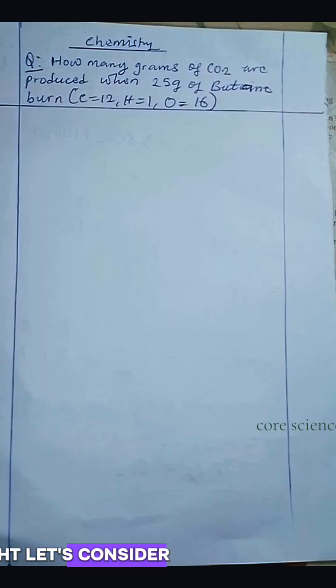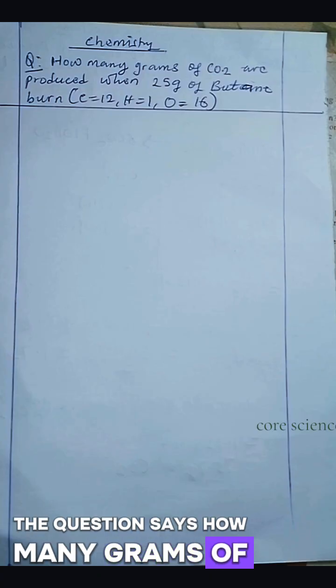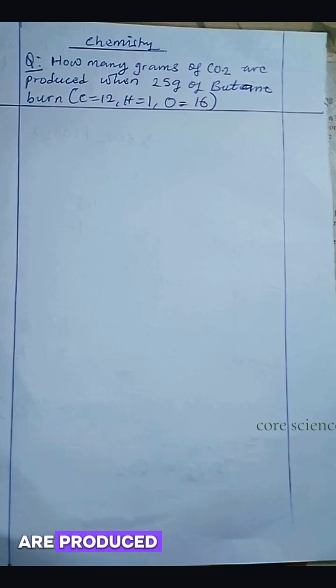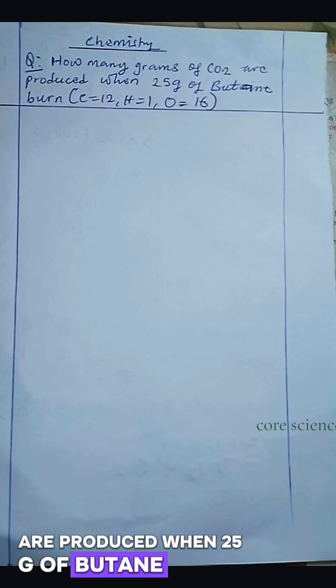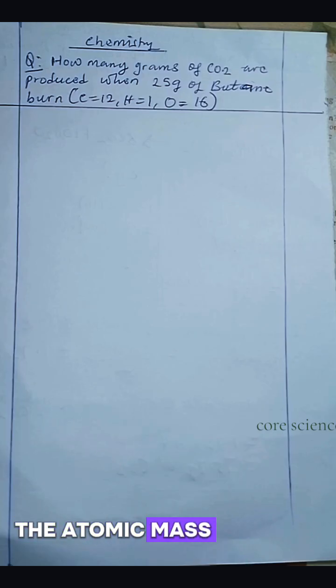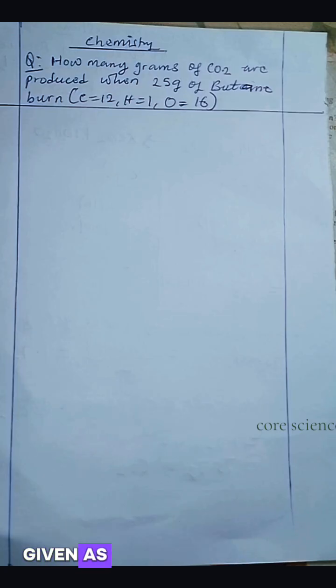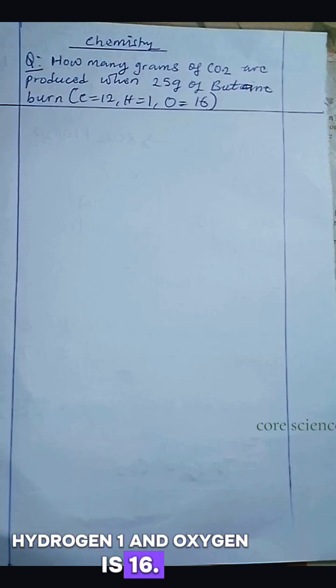Alright, let's consider this question. The question says how many grams of CO2 are produced when 25 grams of butane burn? The atomic masses of the elements involved have been given as carbon is 12, hydrogen 1 and oxygen is 16.